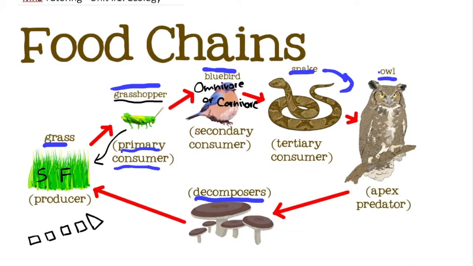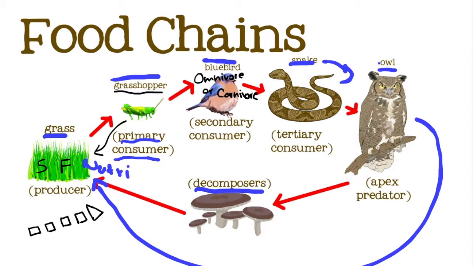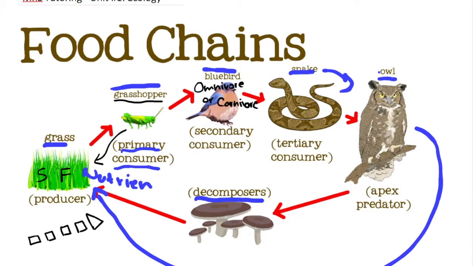So basically, all the nutrients from this owl then go to the grass, right? It provides it with many nutrients, right? And that's why decomposers are one of the most important parts of the food chain.